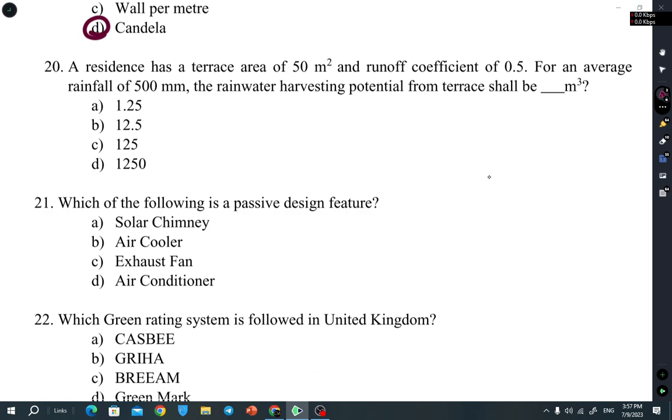A residence has a terrace area of 50 meters square and runoff coefficient of 0.5. For an average rainfall of 500 mm, the rainwater harvesting potential from terrace shall be? Option B. 12.5 meter cube.